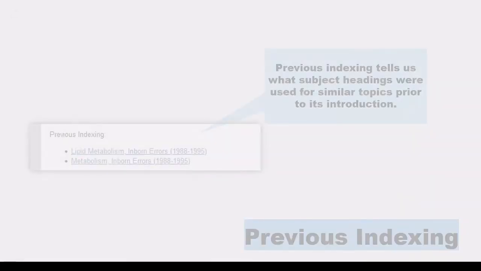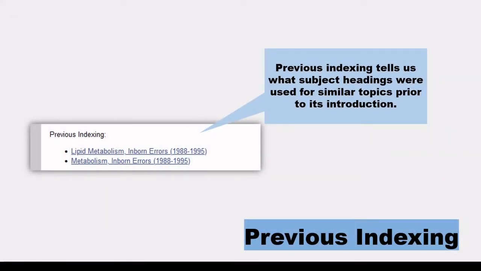Previous indexing tells us what terms were used for similar topics prior to this term's introduction in 1996. Previous indexing is not always present. Previous MeSH terms for these topics were lipid metabolism, inborn errors, and metabolism, inborn errors. We can consider using these in our search as well, especially if we wanted to see older literature.